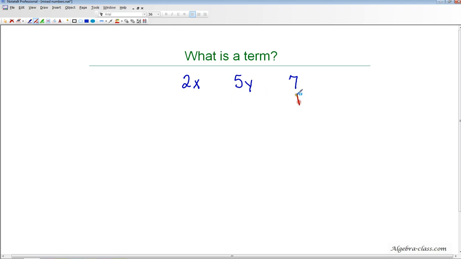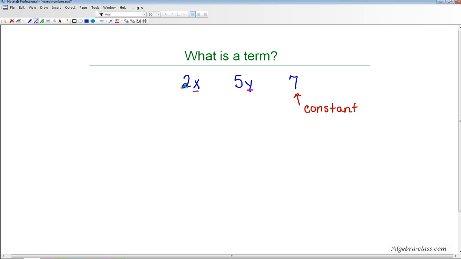The 7 is actually called a constant term. This is called a constant term because it does not have a variable. It represents the number 7, and it will never change because it doesn't have a variable associated with it. So it's constant, never changing. If a term does not have a variable, it's called a constant. Now, the 2x and the 5y are not constant terms because they have variables associated with them.